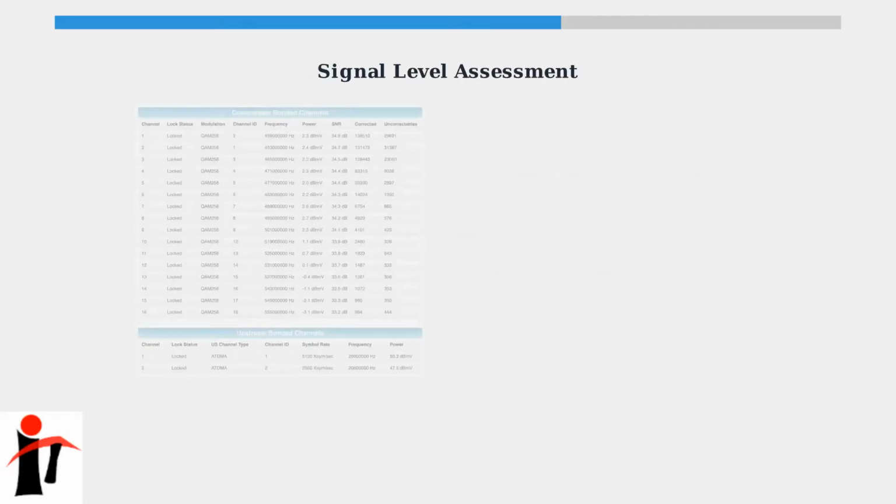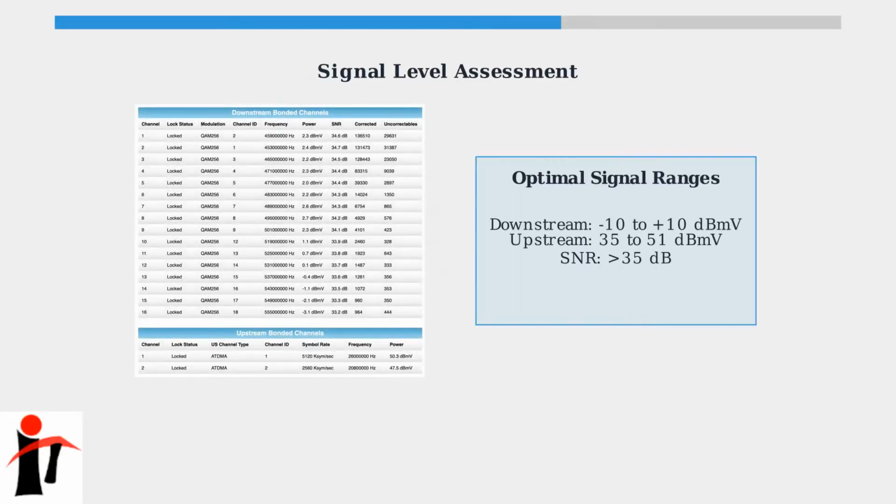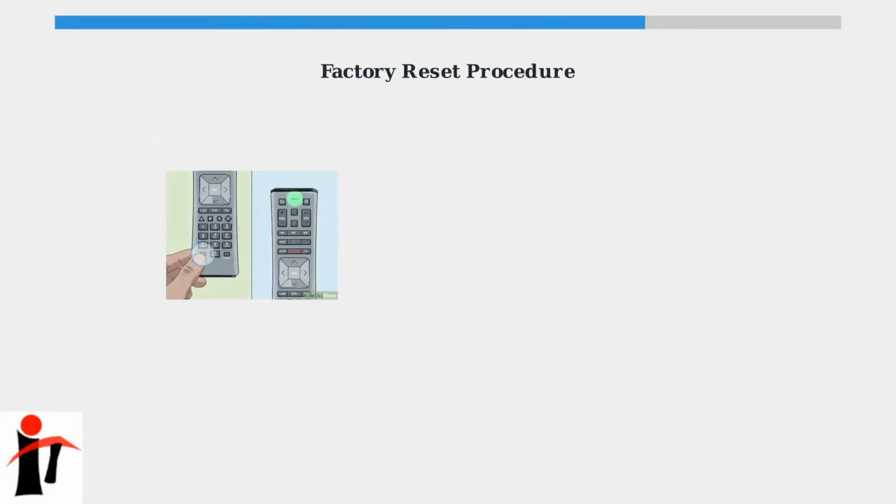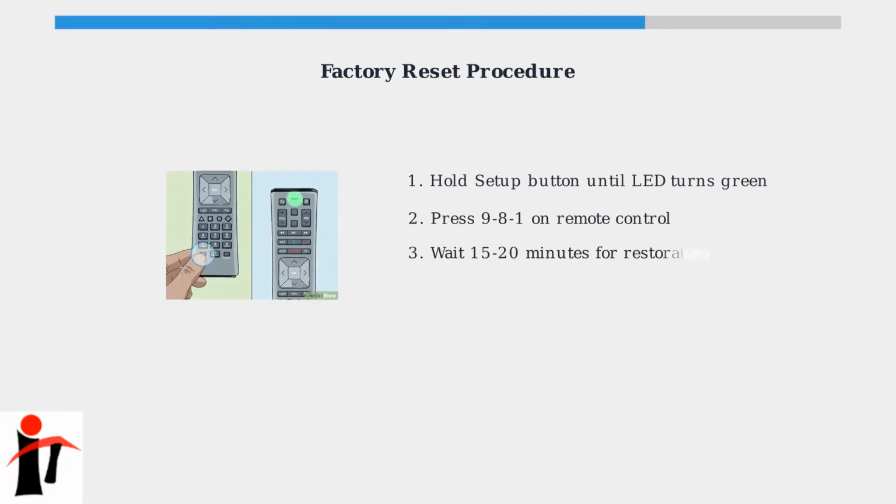Signal levels are critical for proper operation. Downstream signals should be between -10 and +10 dBmV, while upstream signals should range from 35 to 51 dBmV. If connection and signal checks don't resolve the issue, perform a factory reset. Hold the setup button until the LED changes to green, then press 981 on your remote.